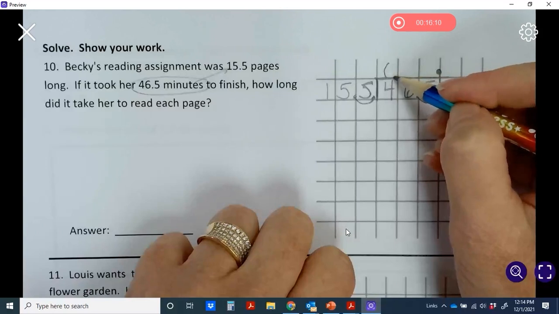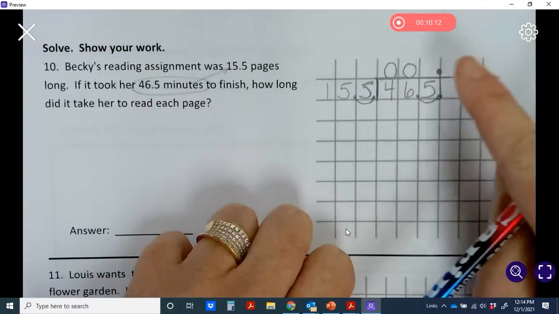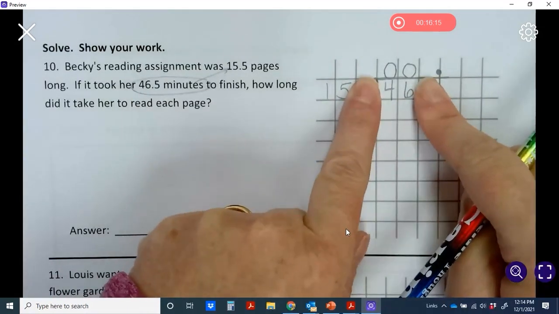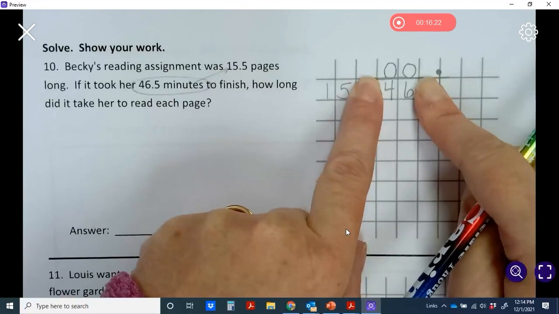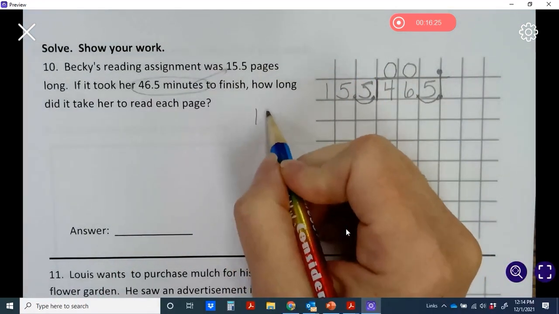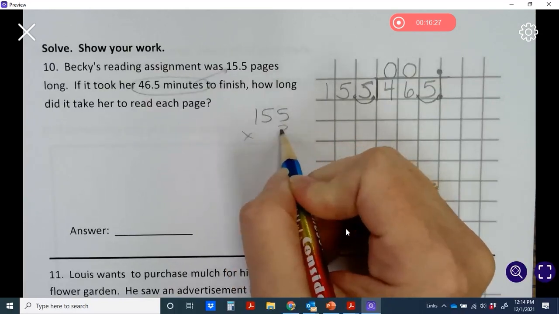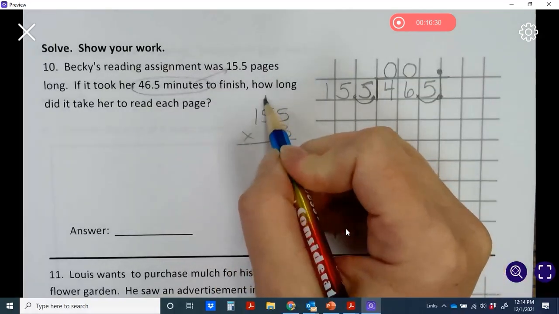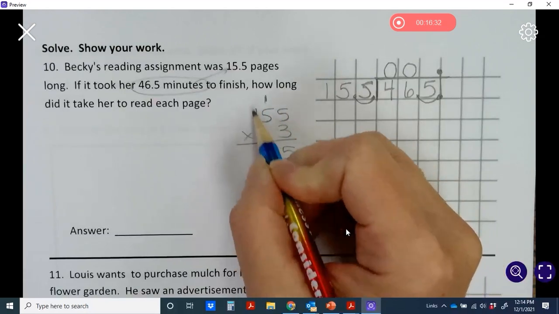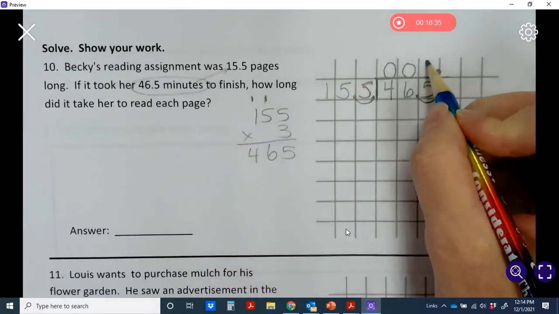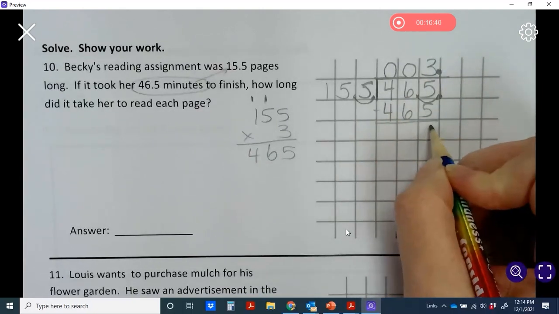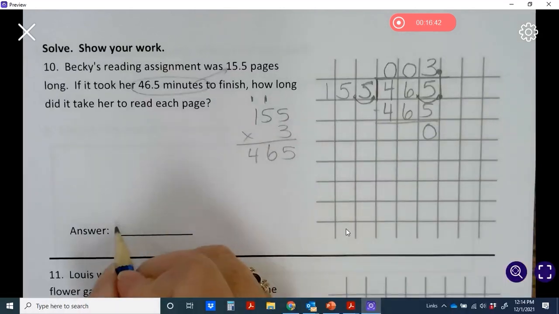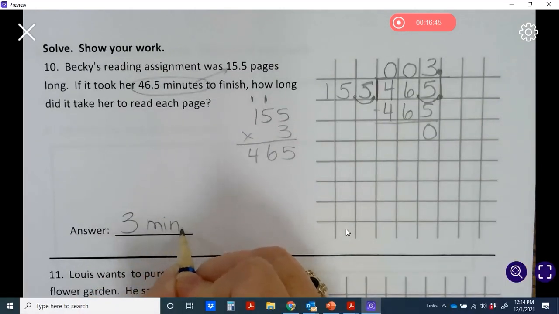155 cannot divide 46, so we're going to cover this up and this up. 15 times 2 is 30. 15 times 3 is 45. So I'm going to try 3. 155 times 3. And that works out perfectly, 3. So it's going to take her 3 minutes a page.